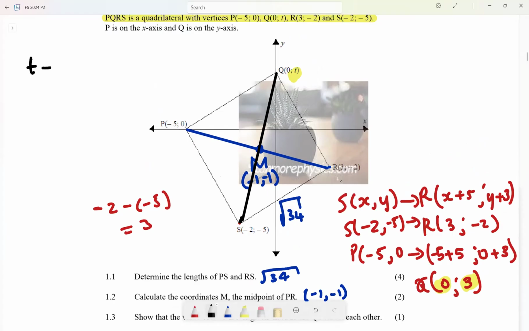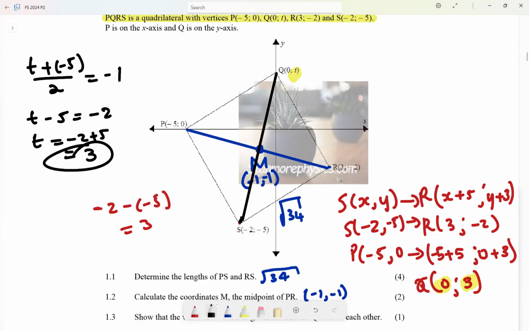Okay, yes. So what you could have done, you could have said, okay, t plus negative 5 divided by 2, it is equal to what? The midpoint, which is negative 1. Then here you have t minus 5, it is equal to negative 2. 2 multiplied by negative 1. Then t, it is equal to negative 2 plus 5. T, it is equal to 3.